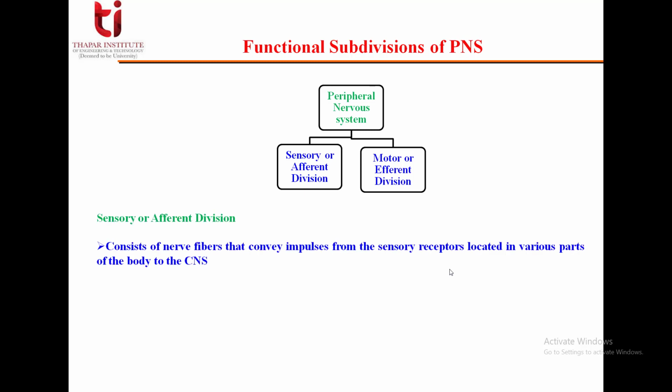Now, sensory division basically consists of nerve fibers that convey impulses from the sensory receptors located in various parts of the body to the central nervous system. On the other side, if we talk about motor division, that is which carries impulses from the central nervous system to different organs, muscles, and glands in the body.